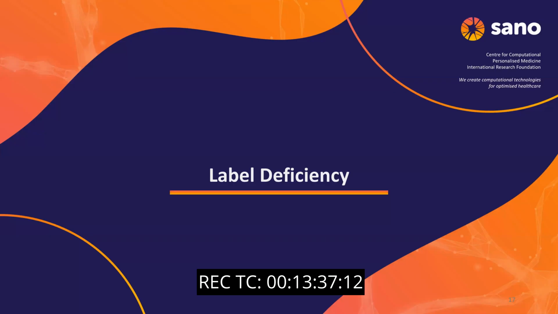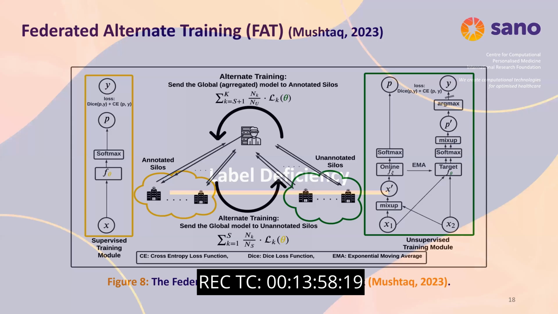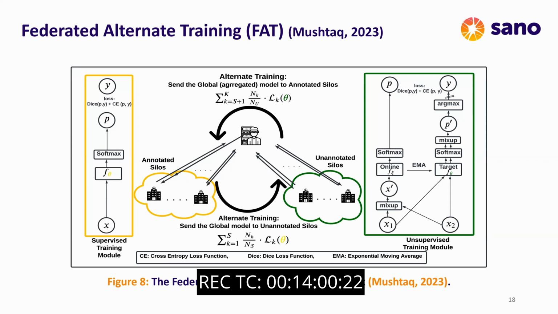One approach to address the challenge of limited labeled data is through semi-supervised learning. However, this method can be applied only when the central server has access to fully labeled data, or when only some of the clients in federated learning have fully unlabeled data. And an example is federated alternate training, which alternates the training between annotated and unannotated data.